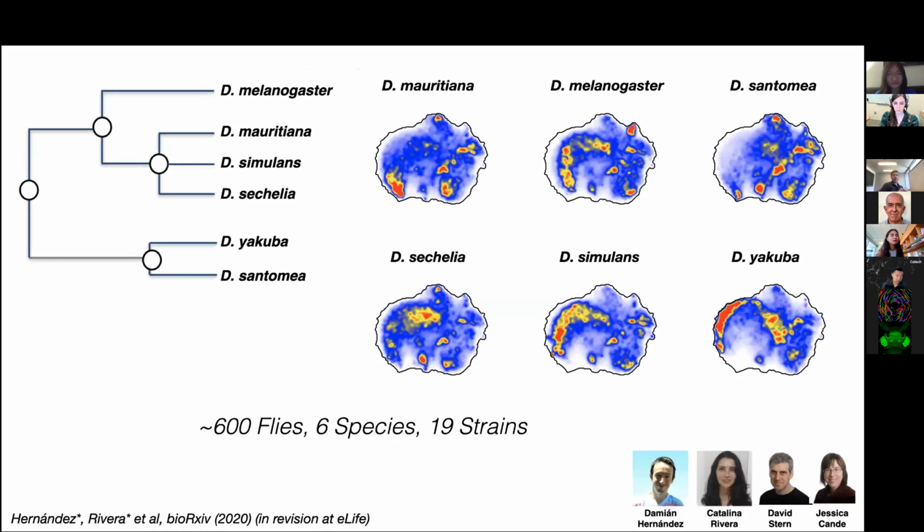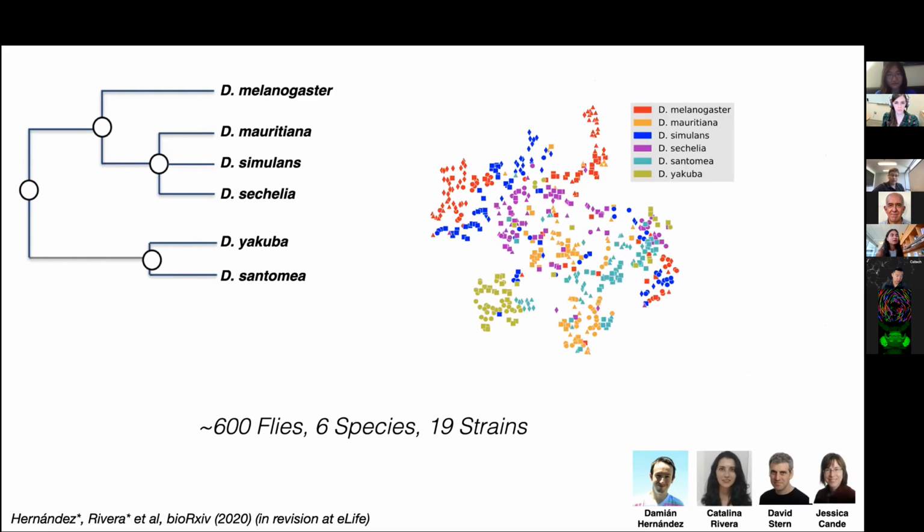But what I want to talk about in the remaining time is a surprising correspondence that we came up with when we started to look at the evolution of flies. So we have Jessica Candy, who is a former postdoc with David Stern at Janelia, who took data from about 600 flies from 6 different species in the Drosophila melanogaster species subgroup, and we were able to make different behavioral maps for each of the individuals within the species and for each of the separate species.